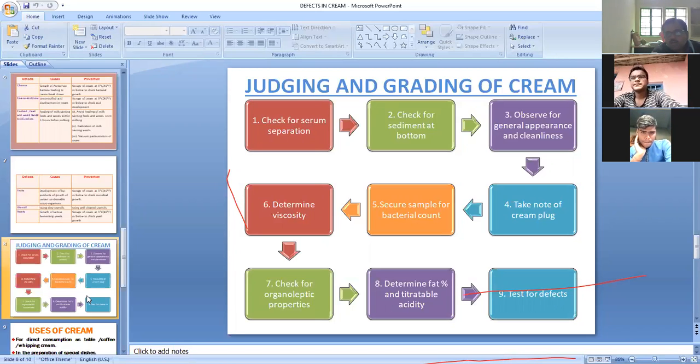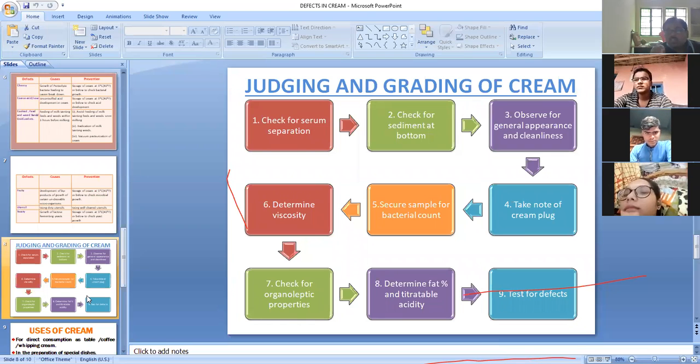According to the defect, there is also a score card for the cream. You can take guidelines from the score card of cream, and the judges can give marks to the cream on the basis of the defect and intensity of defect, and which defect carries more marks.